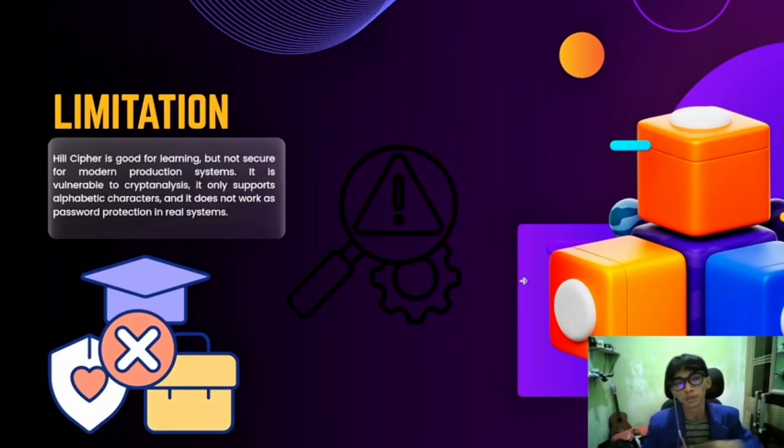Okay. For the limitation, Hill cipher is good for learning but not secure for modern production systems. It is vulnerable to cryptanalysis. It only supports alphabetic characters and it does not work as password protection in a real system.